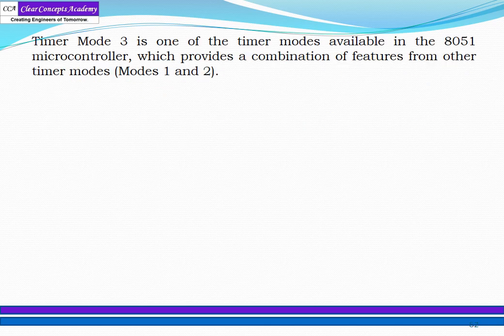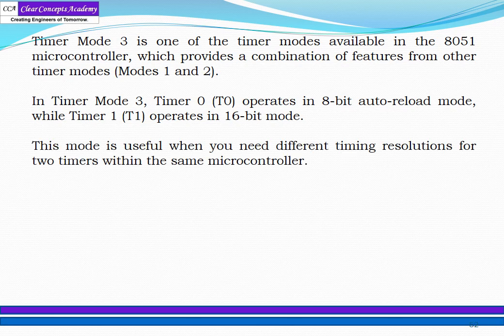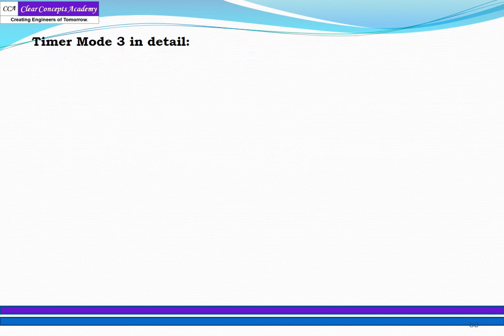Timer mode 3 is one of the timer modes available in the 8051 microcontroller, which provides a combination of features from the other timer modes, mode 1 and mode 2. In timer mode 3, timer 0 (T0) operates in 8-bit auto reload mode, while timer 1 (T1) operates in 16-bit mode. We have seen that there will be 3 timers taking part. This mode is useful when you need different timing resolutions for 2 timers within the same microcontroller.